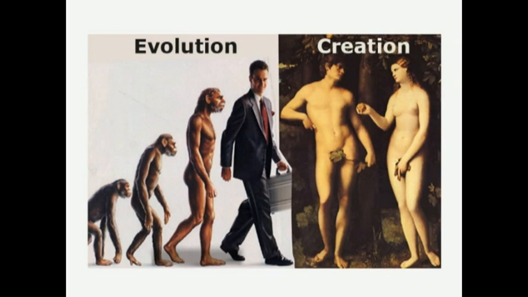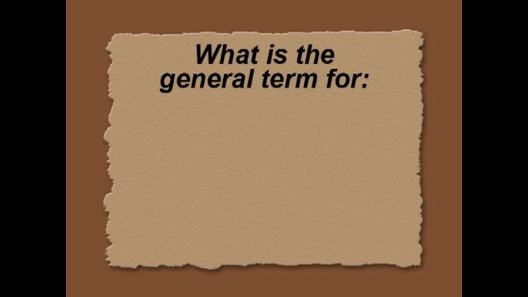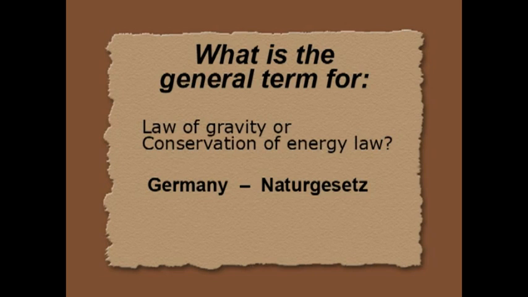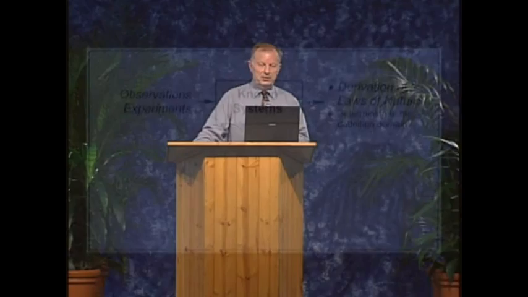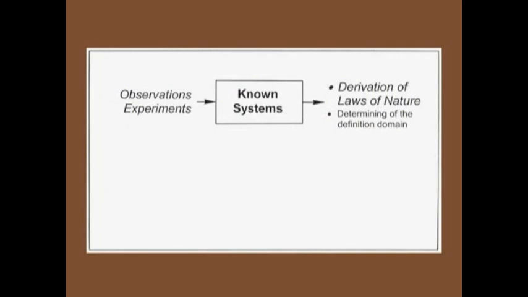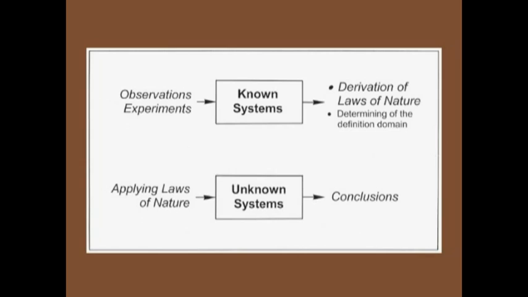What is the general term for law of gravity or conservation of energy law? In Germany we say Naturgesetz, in the United States they say scientific law, and in England we say law of nature. And I will use this term. In nature we observe the known systems by observation and experiments, and so we find out the laws of nature. And if we know the laws of nature, we can use the laws for unknown systems and we will find conclusions. That's what I want to show you this afternoon.